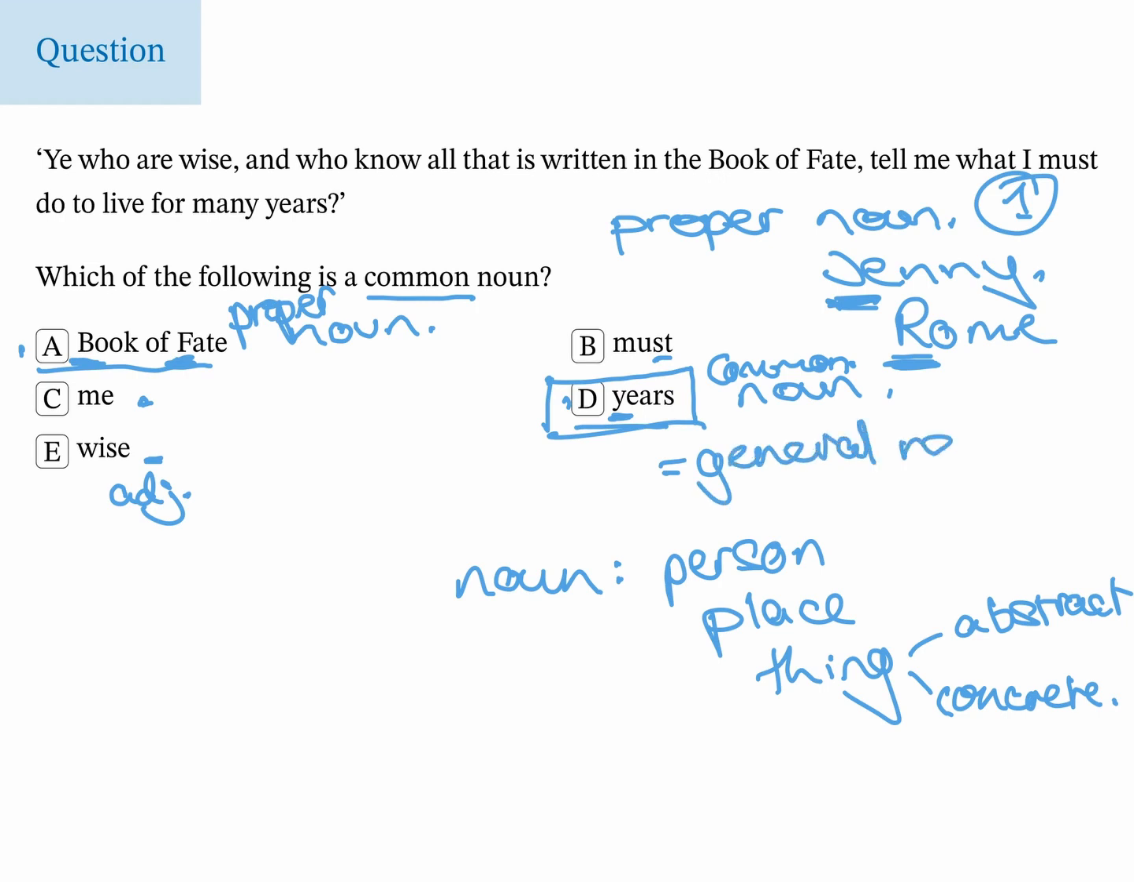We use the same word, boat, for many different boats. We don't call them all different things. Boat is many different boats. Most nouns are common nouns, and that's why they're called common, meaning usual or ordinary. Excellent, well done, fantastic. Good work, and well done for knowing both of these are nouns, A and D.